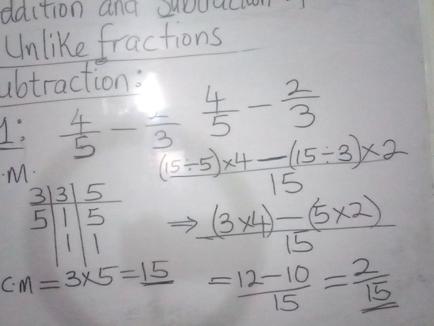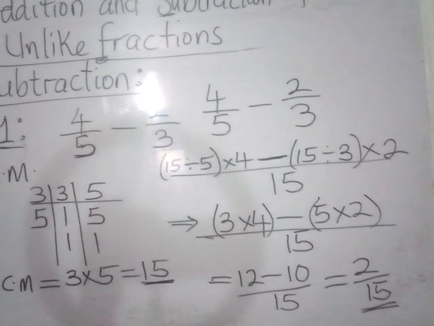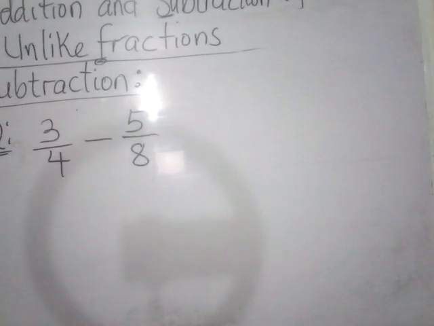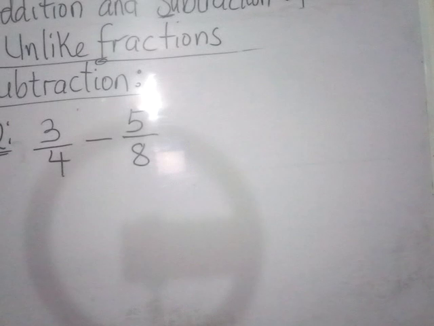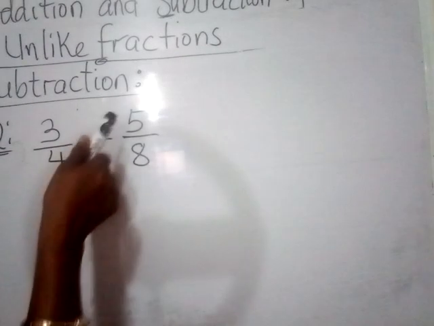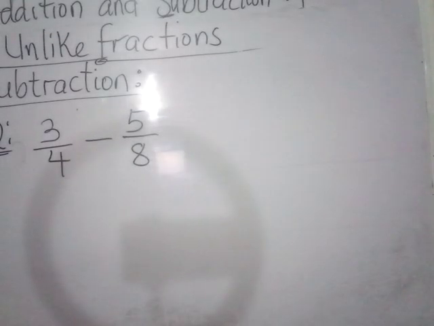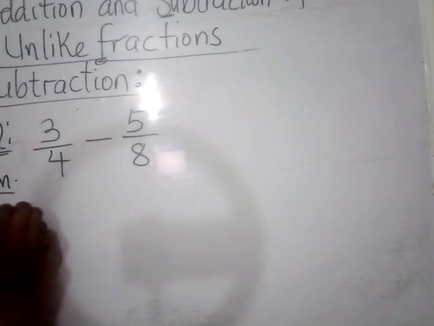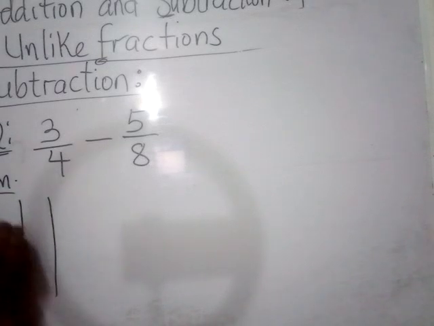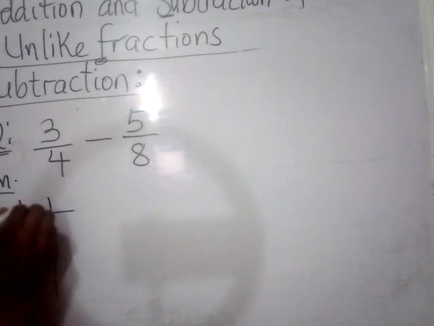Yeah, let's take one more example. The second example for subtraction of unlike fractions is 3/4 minus 5/8. Okay, so let's see how this goes. First, we calculate the LCM, right? Now you have 4 here, you have 8 here.